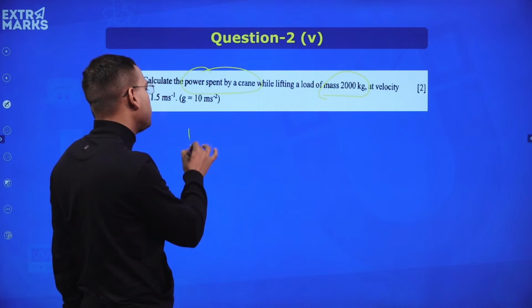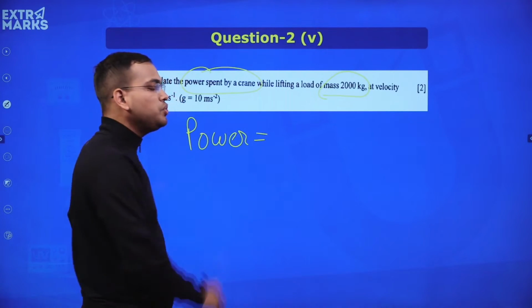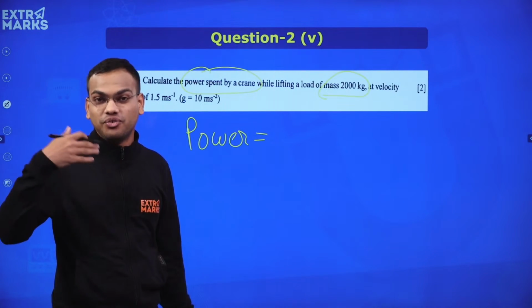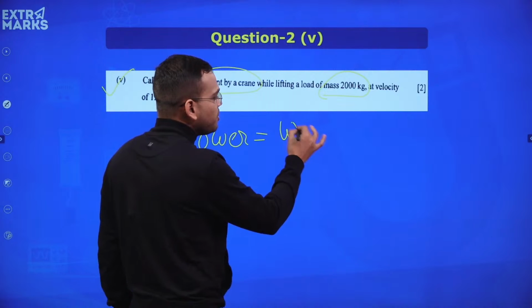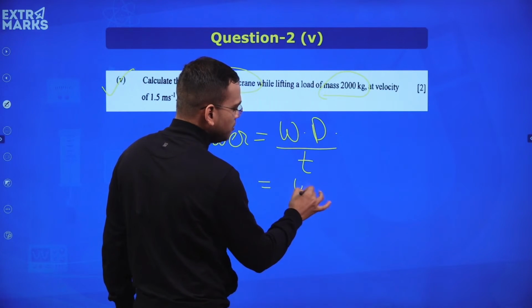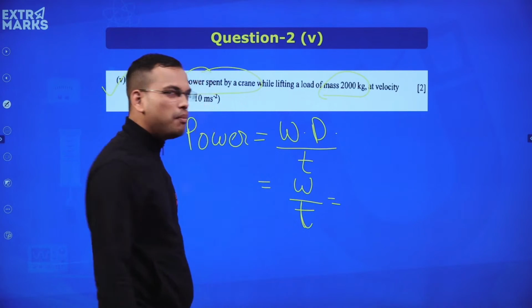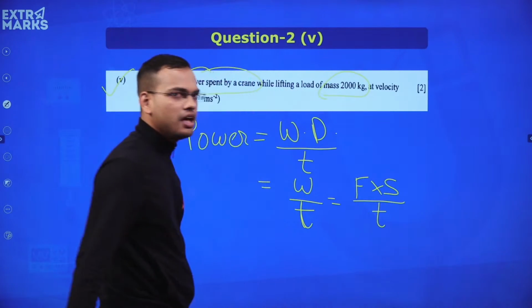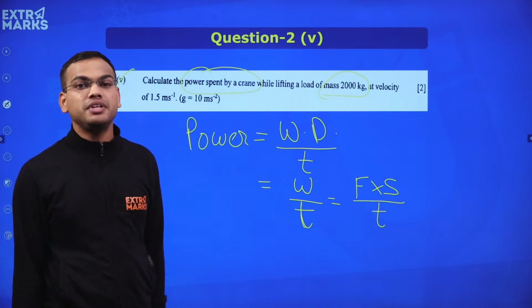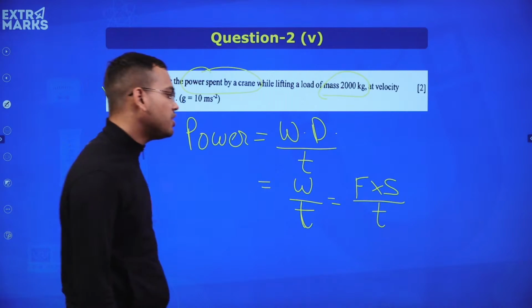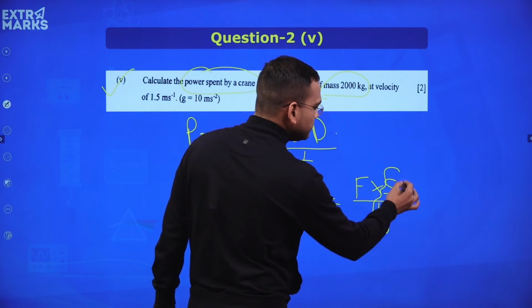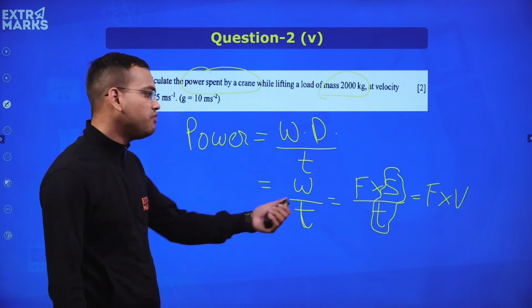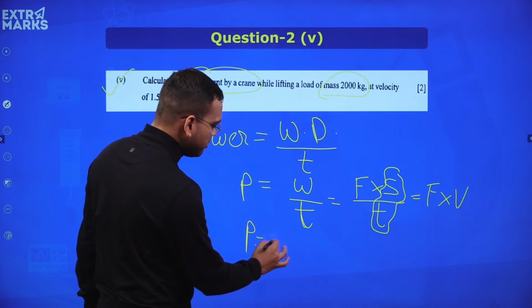Now, what is the formula for power? Even if you don't know the formula of power, you know the definition of power. What is that? Rate of work done, right? Now, rate of work done is work done upon time, that is W by T. Now, W is force multiplied by displacement. What is work done? Force multiplied by the displacement that is happening in the direction of force. That is work done. Now, S by T, so force into velocity. Velocity is rate of change of displacement. So, F into V. Now, we know the formula of power is F into V.